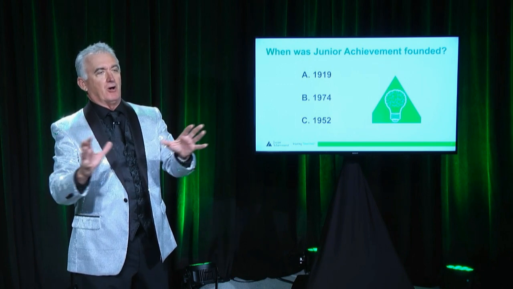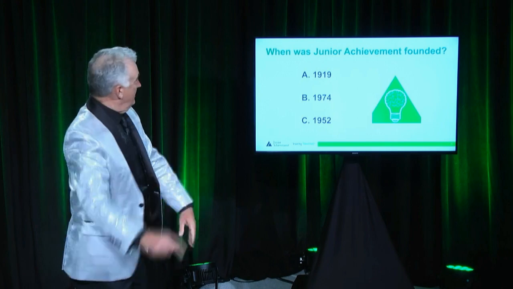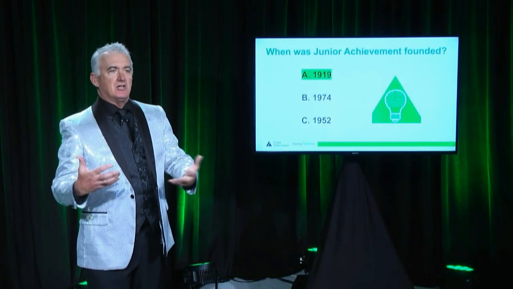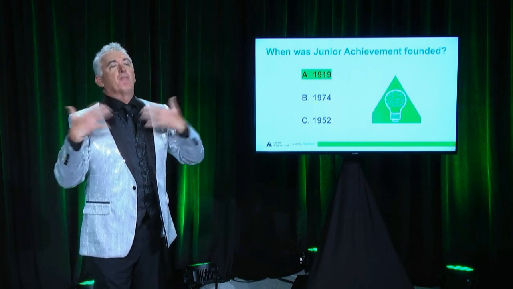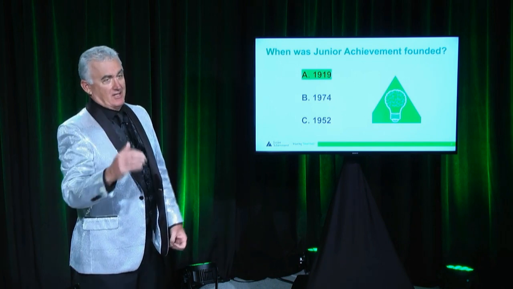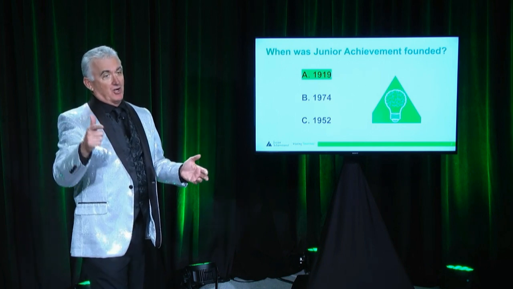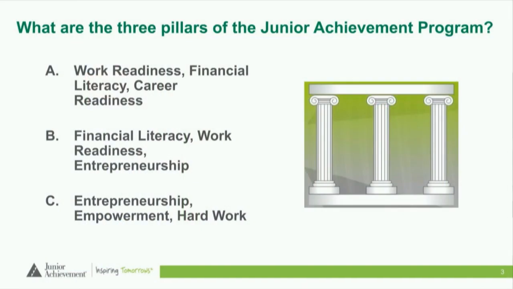Let's see what the polls read. Here they come. You're right. It was 1919. The answer is A, and it's because the business community realized that schools' education needed to be enhanced or centered around business and how businesses work and entrepreneurship, and it's been going strong ever since. So if you think about it, that's 101 years. JA has been going strong.